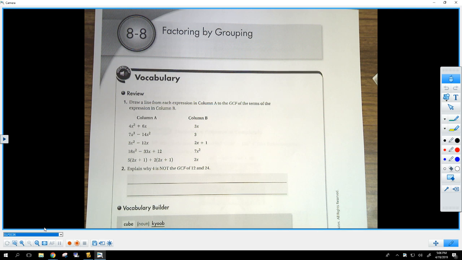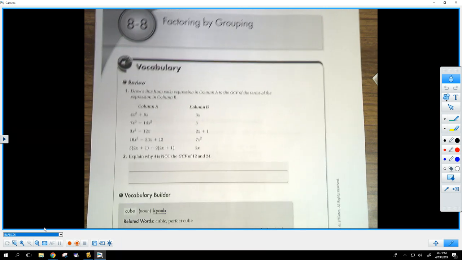Hi, we're in our Student Companion Notebook, Lesson 8-8. That's page 254. That's what you should have out in front of you, Student Companion, page 254. We're doing Lesson 8-8, factoring by grouping. It's what we've been doing the last couple of days, so really this should just simply be a review.